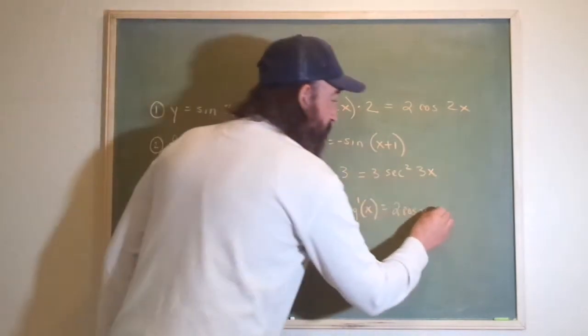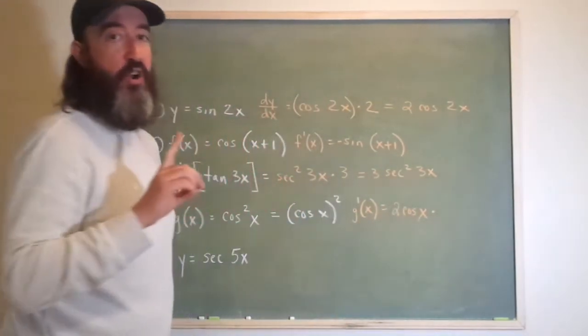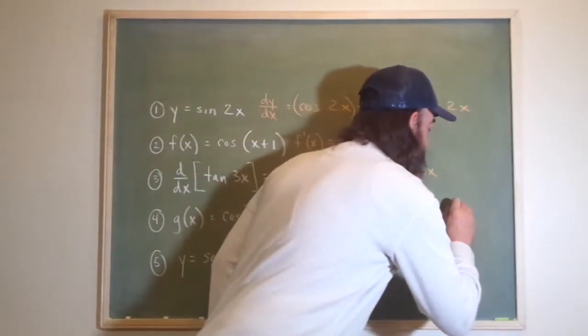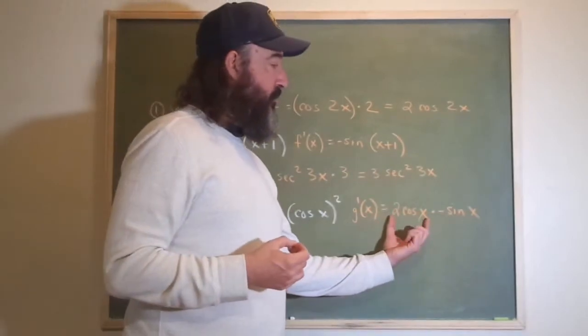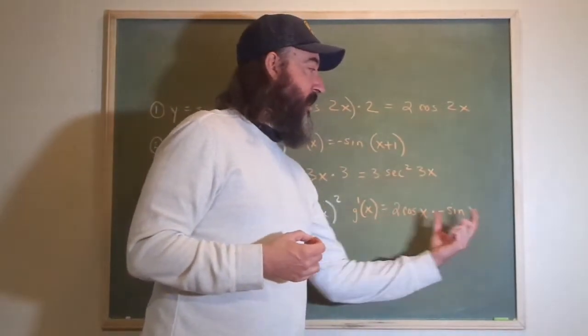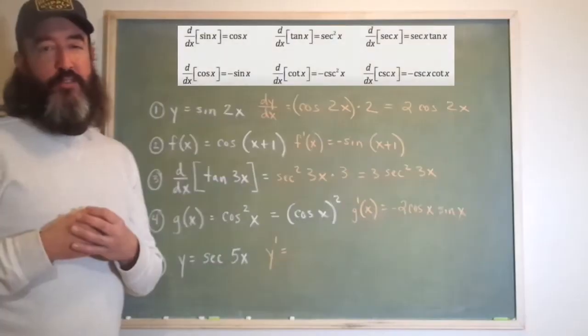But then I must multiply this by the derivative of the inside here, and the derivative of cosine of x is negative sine x. And then I can say positive 2 cosine x times negative 1 sine x is negative 2 cosine x sine x. Let's be careful on this last one.